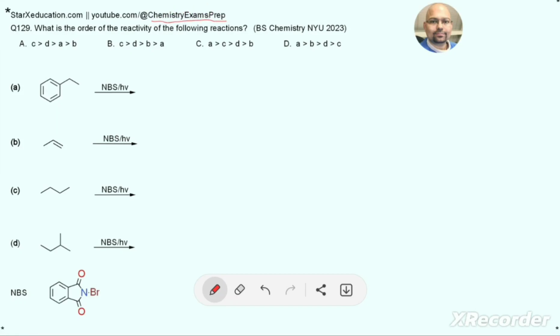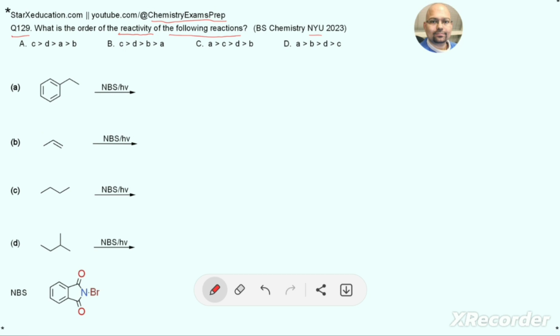This is Dr. Kulbhushan. This question is from Miss Alexis from New York University. In this question, we are supposed to figure out the order of reactivity of the following four reactions. There are these four reactions given, which are free radical halogenation, in this case free radical bromination of hydrocarbons.